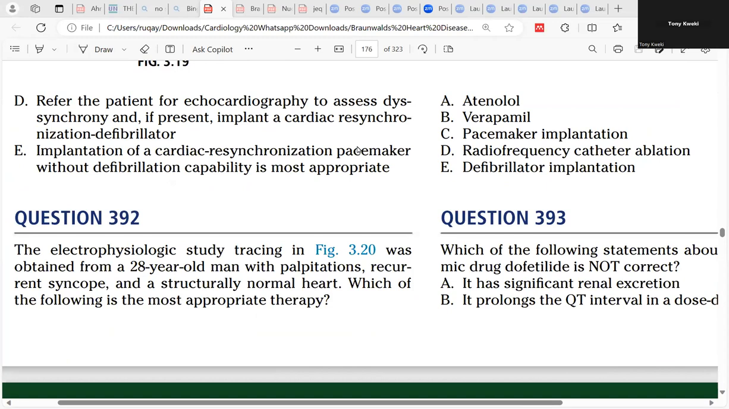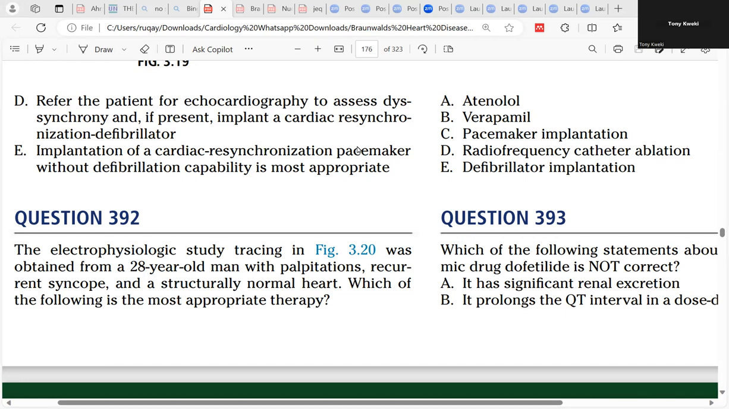Okay, so you said, which of the following is the most appropriate therapy? A, atenolol, B, verapamil, C, pacemaker implantation, D, radiofrequency catheter ablation, and E, defibrillator implantation. Now, atenolol and verapamil are nodal blocking agents. They are actually contraindicated in the presence of WPW syndrome because they are going to block the AV node.